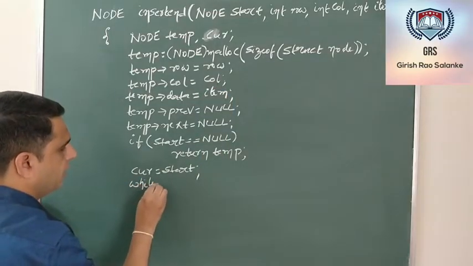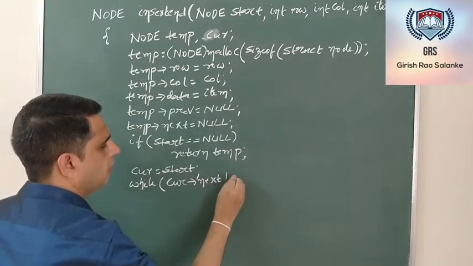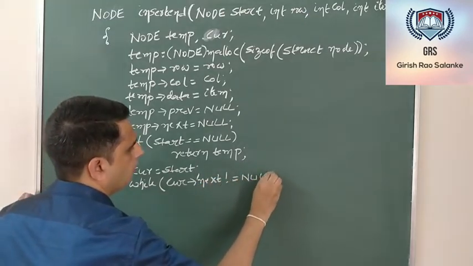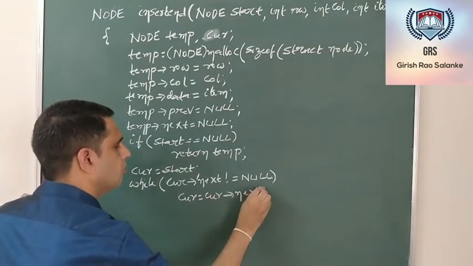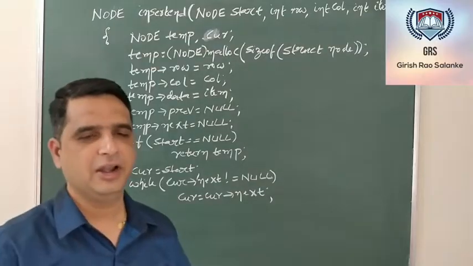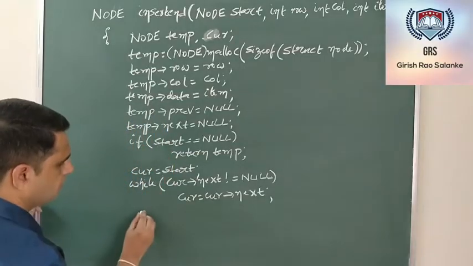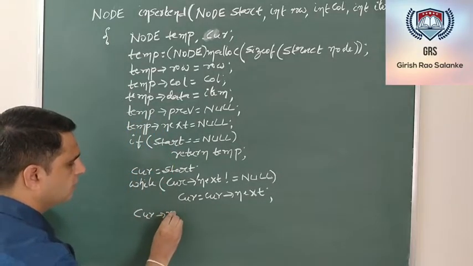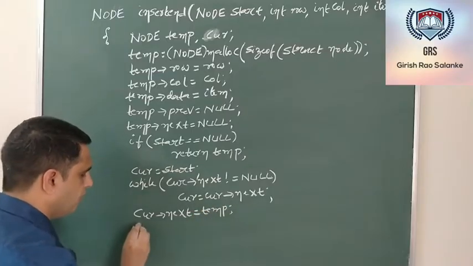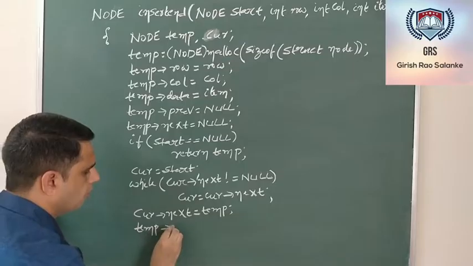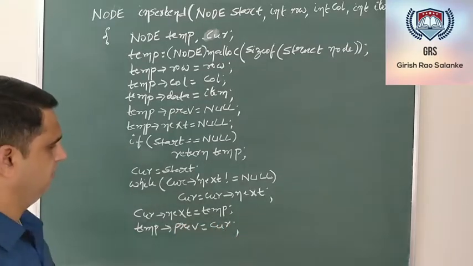Traverse current to the end of your list: while current of next is not equal to null, current is equal to current of next. Now what have we made? We have made current hold the address of the last node. The last node's next field should be pointing to temp, and temp of previous should be pointing to the last node, that is current. We are done with this.